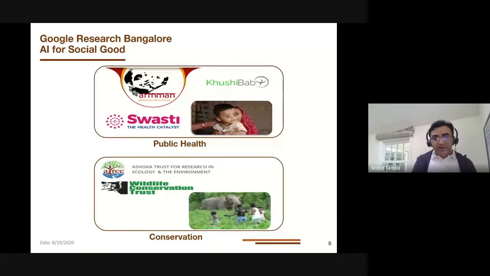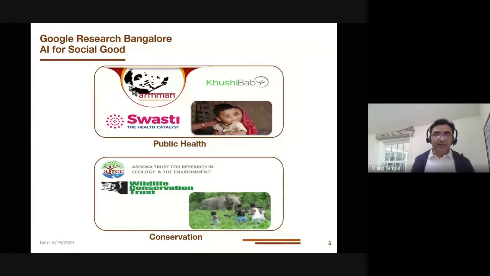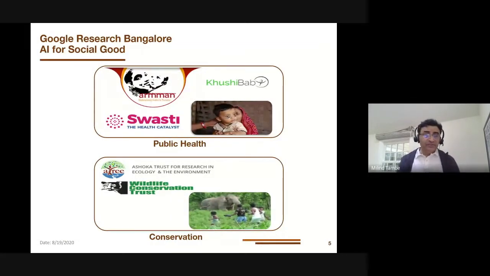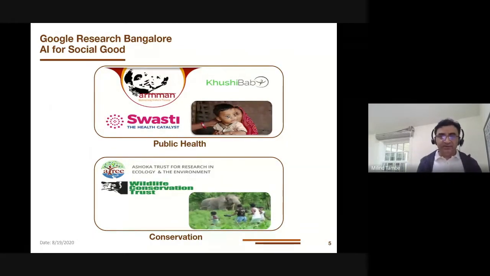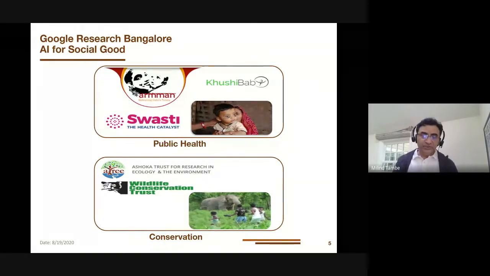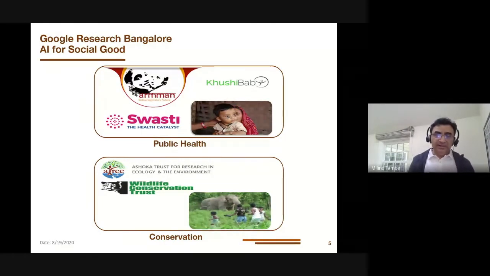Since taking over as the Director for AI for Social Good at Google Research Bangalore, we have launched several projects here in public health and conservation. I'll focus on one related to maternal and child care with an NGO called Armman, but there are several others as shown here. For example, in the area of conservation with Wildlife Conservation Trust, one of the projects we focused on is predicting where human-wildlife conflict will take place, so we can alert farmers before their crops get destroyed and try to intervene. This is a very exciting area in terms of the number of projects that we hope to launch in the future as well.